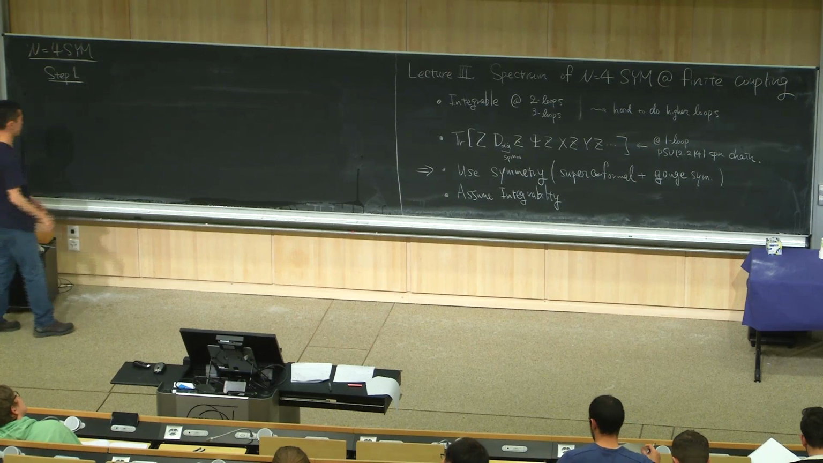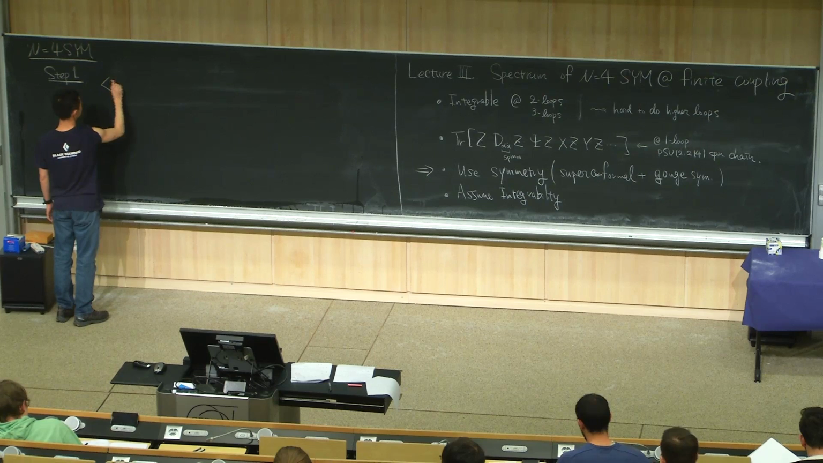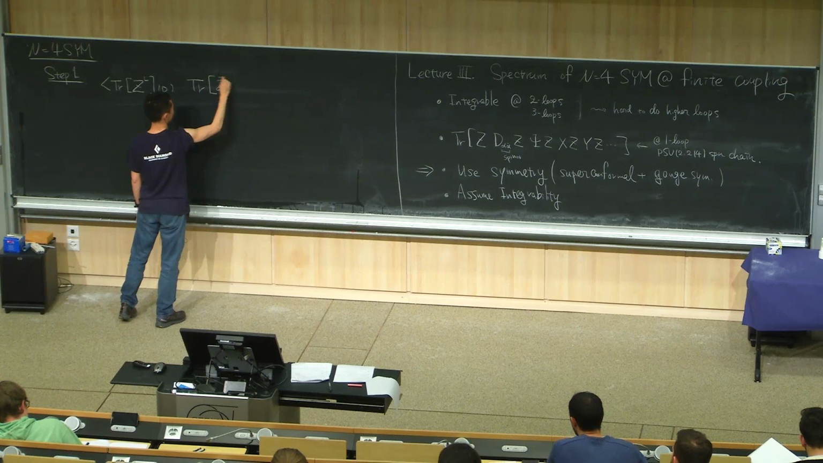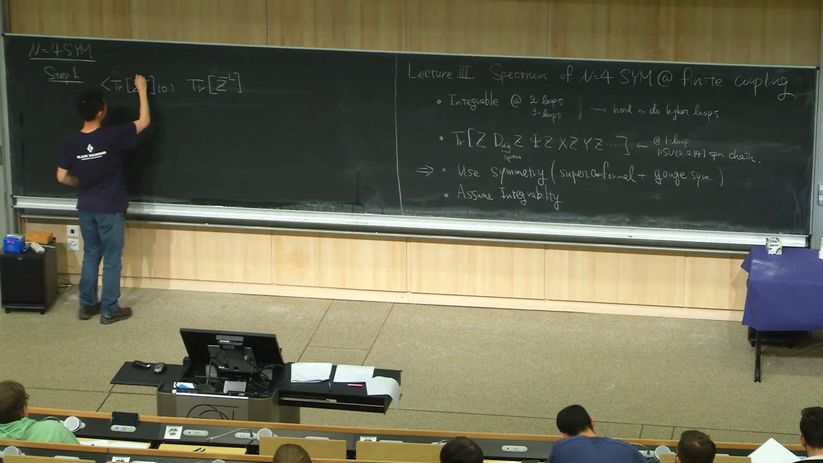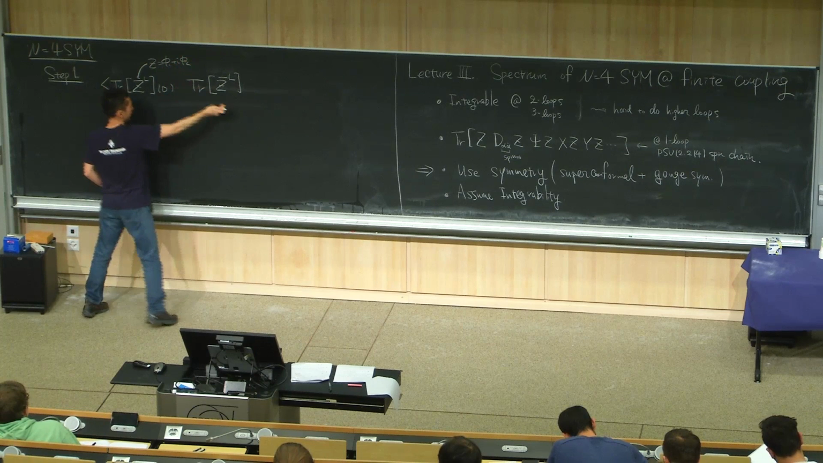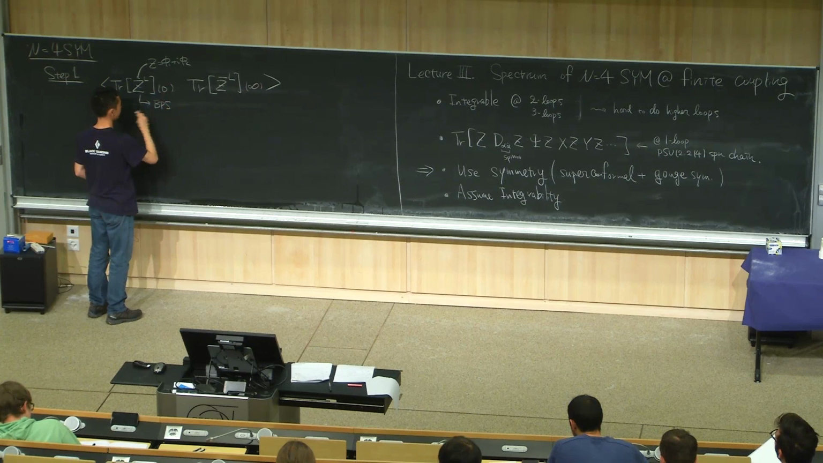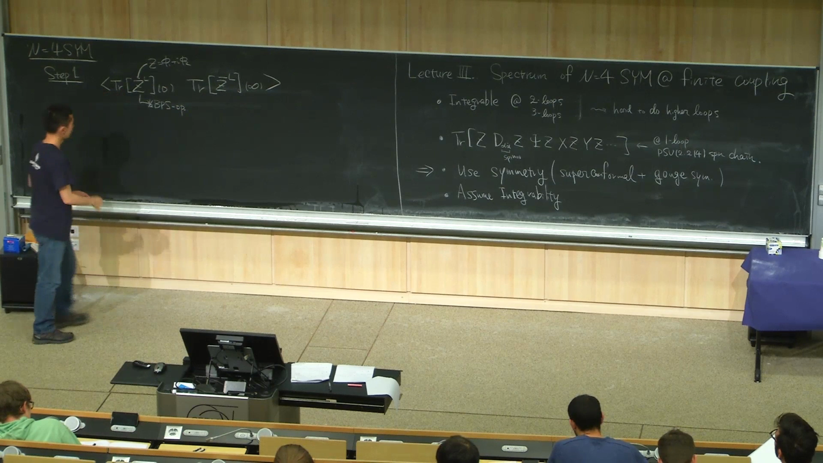But I would claim that the analog of considering the rest frame is considering this two-point function, where operator 1 is made up of just Z. Remember, Z is just a complex scalar field. And now I have the complex conjugate inserted at infinity. For those who know about the supersymmetry of N=4 super Yang-Mills theory, this is actually a half-BPS operator. So I would claim this is the rest frame.